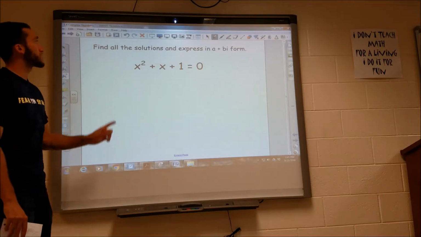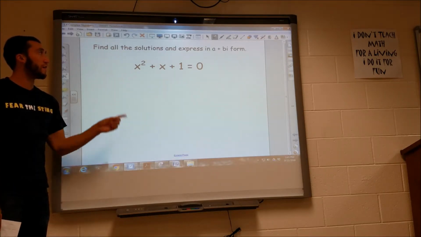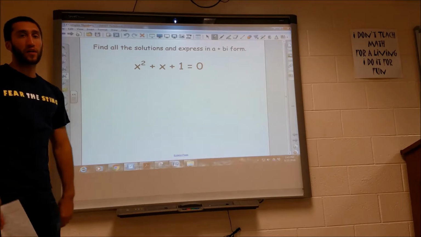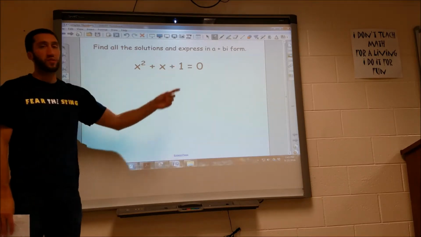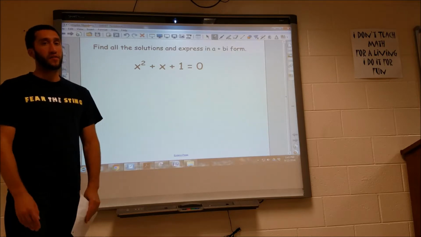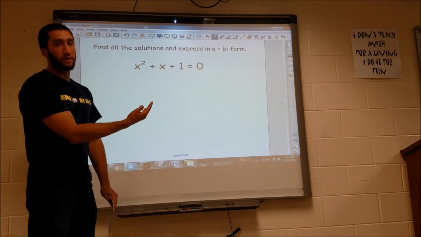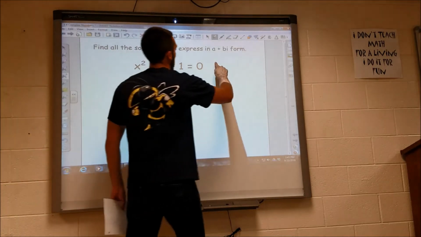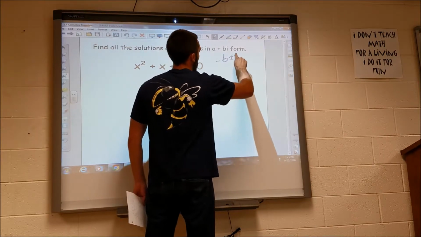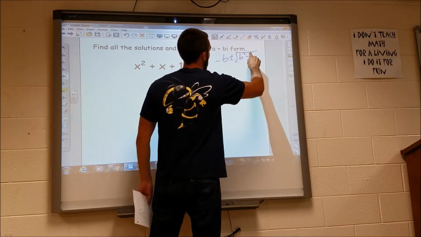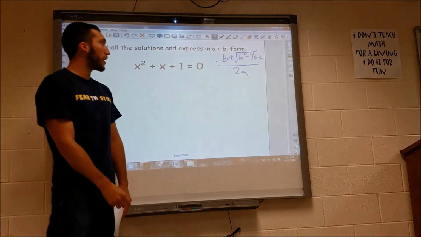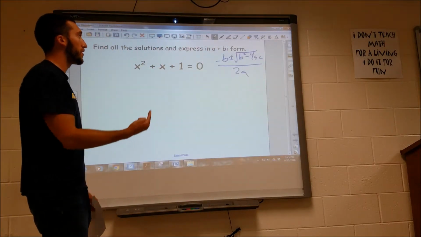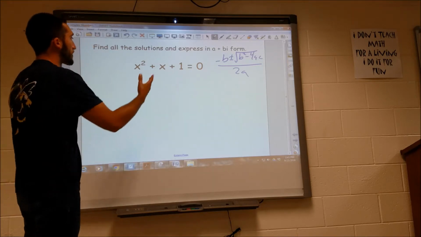And finally, they want us to find all the solutions of this quadratic and then express it in a plus bi form. So if you look at this quadratic, it will not factor nice and neat. So we need to do the quadratic formula. If you do not remember, negative b plus or minus the square root of b squared minus 4ac, all divided by 2a, is our quadratic formula. Definitely going to need to know how to do that. And then let's go and plug it in.